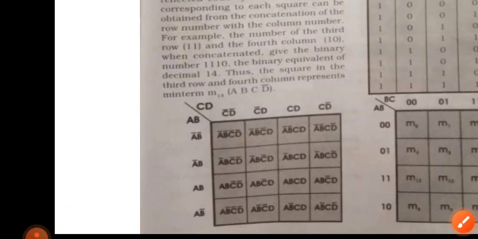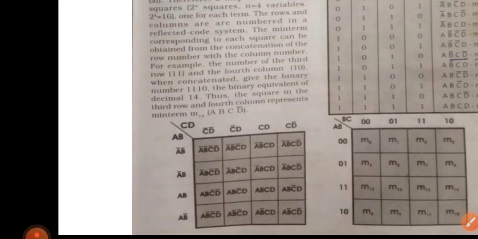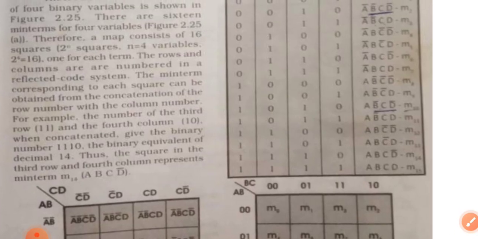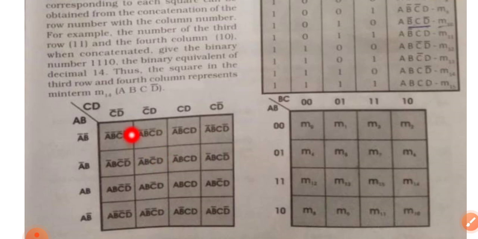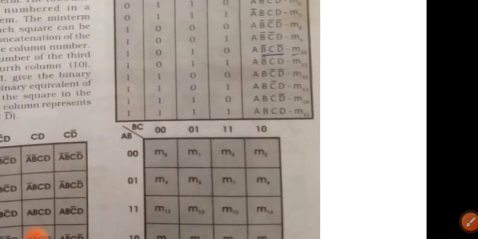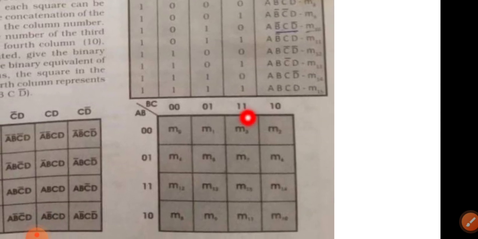Let us see the examples they have given like that. Yes, this is the way, A bar CD. What I have drawn, we have to write like that. Yes, these are the M1, M2 values. I am going to give that one. M0, M1, M2, M3, M4, M5, M6, M7.